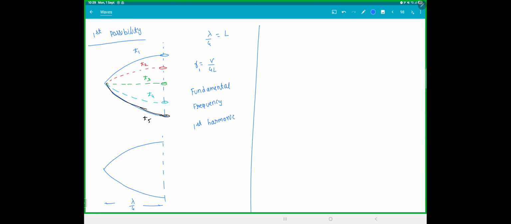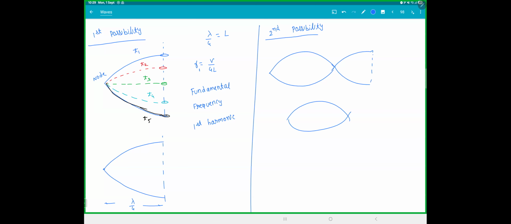What is the second possibility? Remember, left side must be a node, right side must be an antinode. That is the only condition you have. You have to get a full loop and you have to get a half loop, isn't it? There is no other way. You can't get a thing like this. This is not possible. So you have to get 1.5 loops.